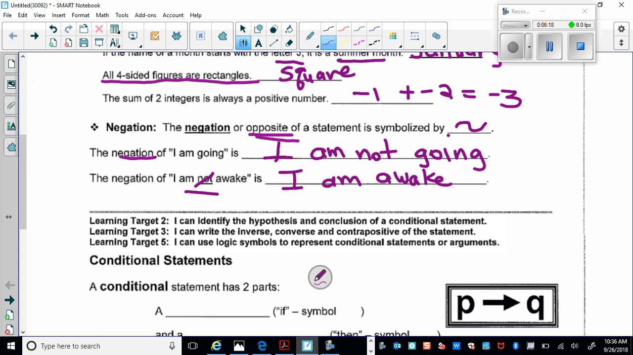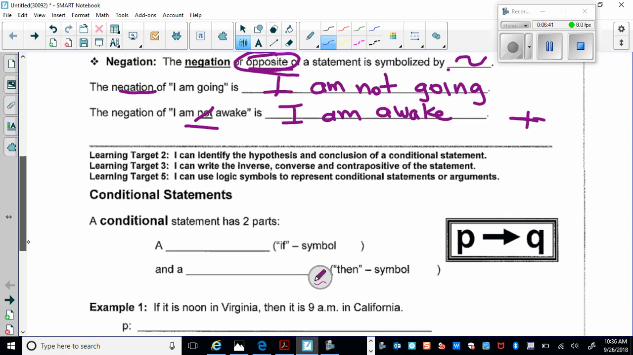So that's why we like the word opposite, okay, versus always. It's not always adding not. Like in math, when you have two negatives together, it changes into a positive, right? I'm not awake, meaning I am awake, right? So that's the definition we want you to remember about negation.